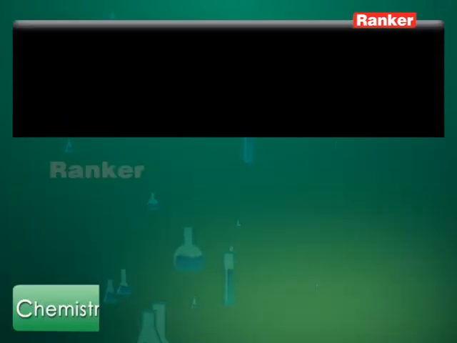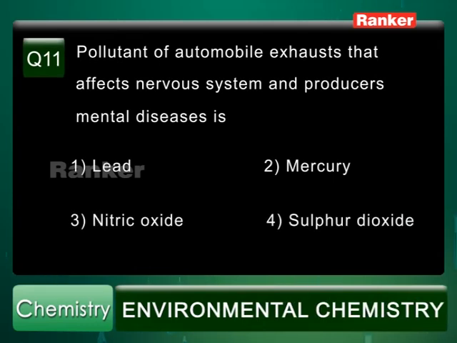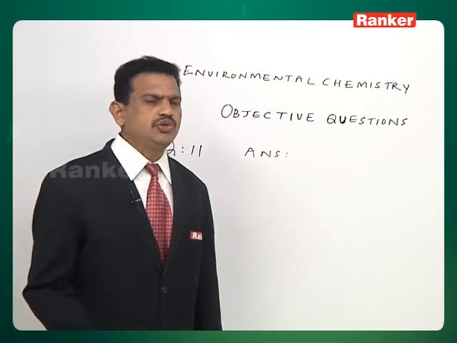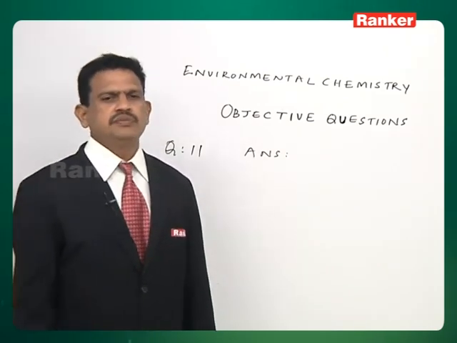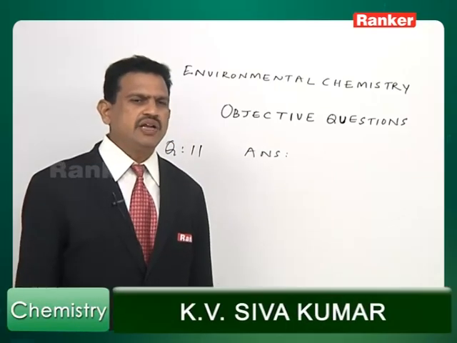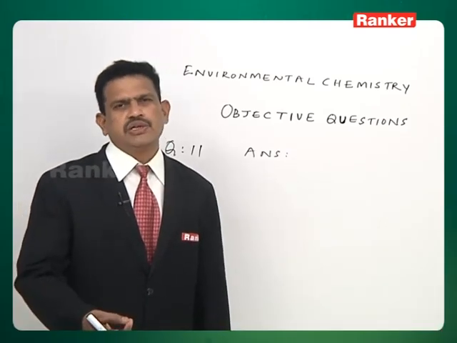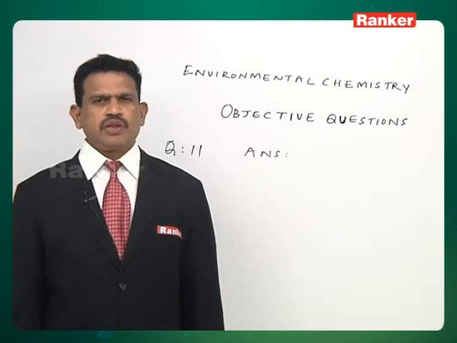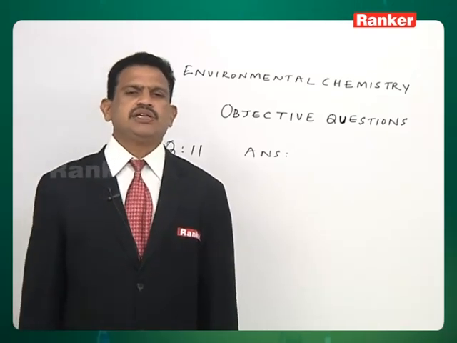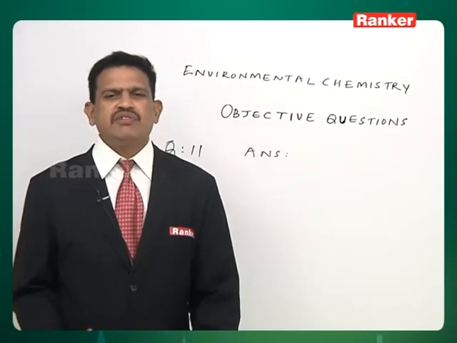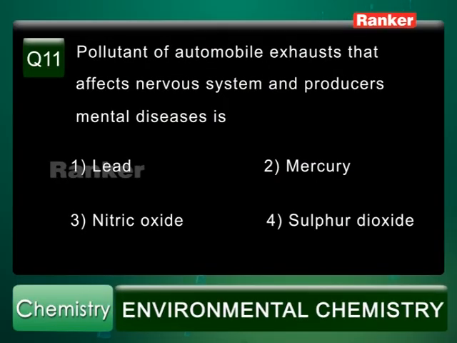Moving to question 11. Pollutant of automobile exhaust that affects nervous system and produces mental disease is: option 1, lead, option 2, mercury, option 3, nitric oxide, option 4, sulfur dioxide. The pollutant released from automobile exhaust fumes that badly affects the nervous system is due to the lead released from petrol vehicles. That's the reason we use unleaded petrol nowadays, because when lead enters the body, it causes nervous system or mental diseases. So we can go for option 1.